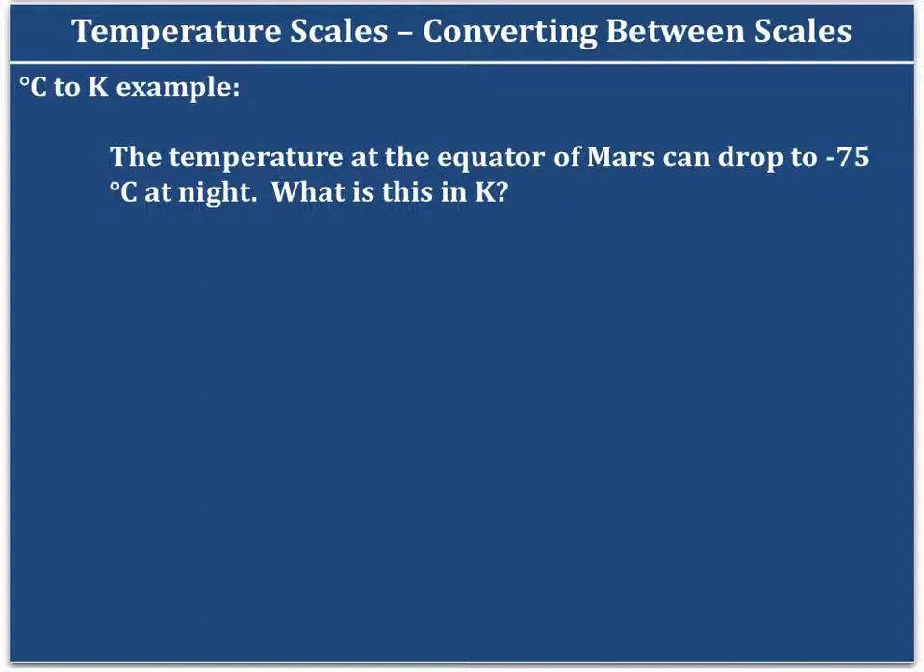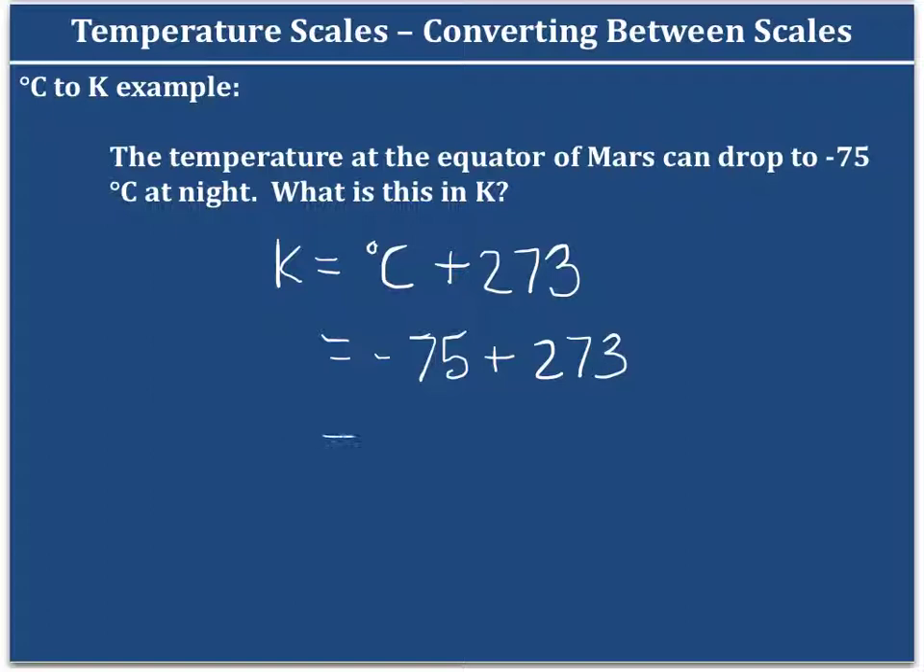Alright, second example. The temperature at the equator of Mars can drop to negative 75 degrees Celsius at night. What is this in kelvins? So, an equation for kelvins is kelvins equals Celsius plus 273. So this is negative 75 plus 273, which equals 198 kelvins.